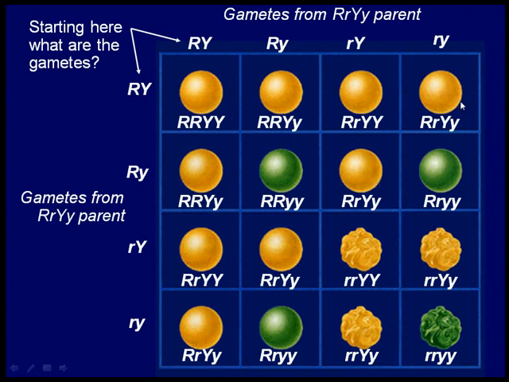Here's the 9 that are going to be round and yellow. Again, check out the letters, why they exist that way. Alright, another triangle right here. It skips the in-between, but still a triangle. Those are going to be round and green. Again, they're only green if they have 2 little y's. That is the recessive. The wrinkled and yellow.